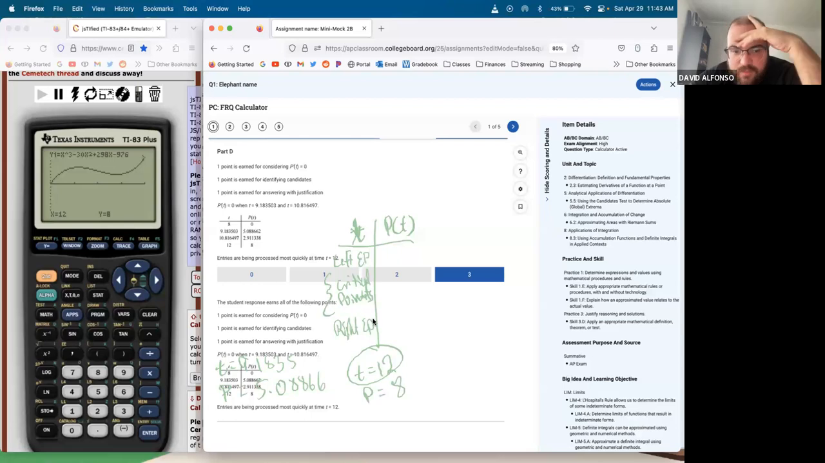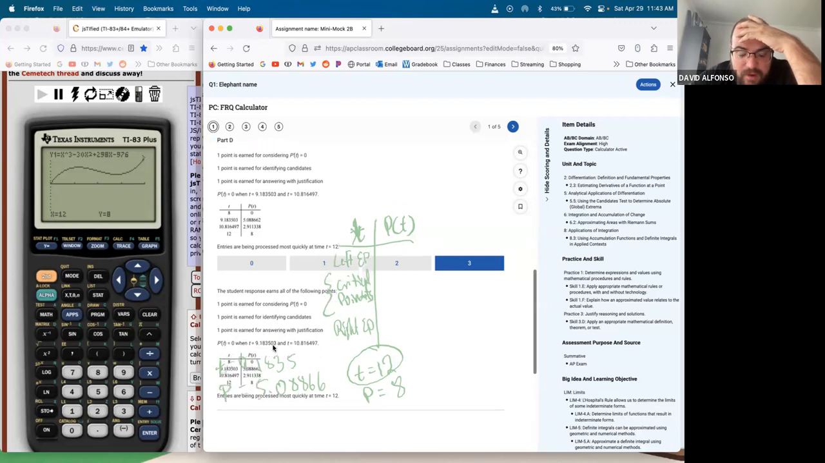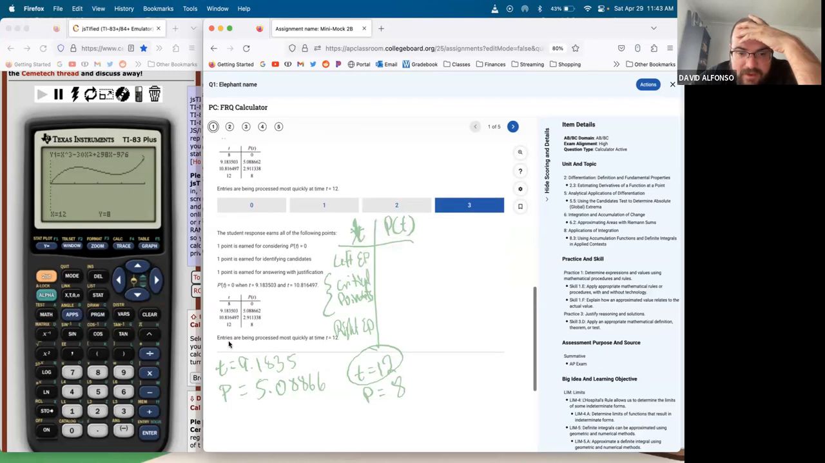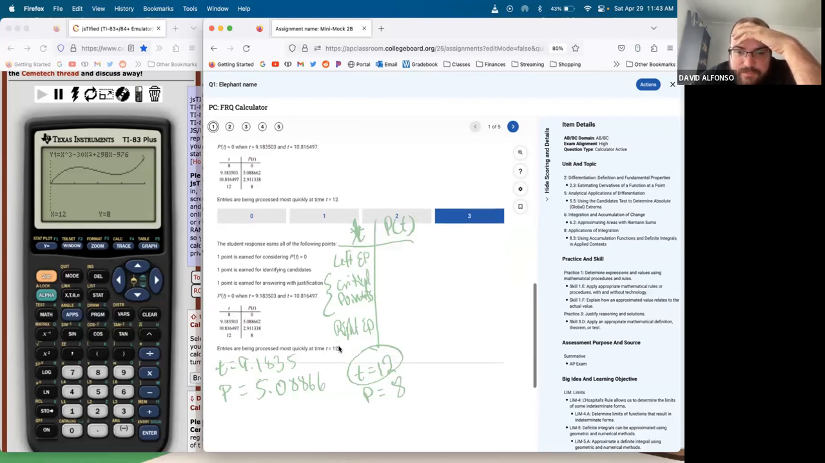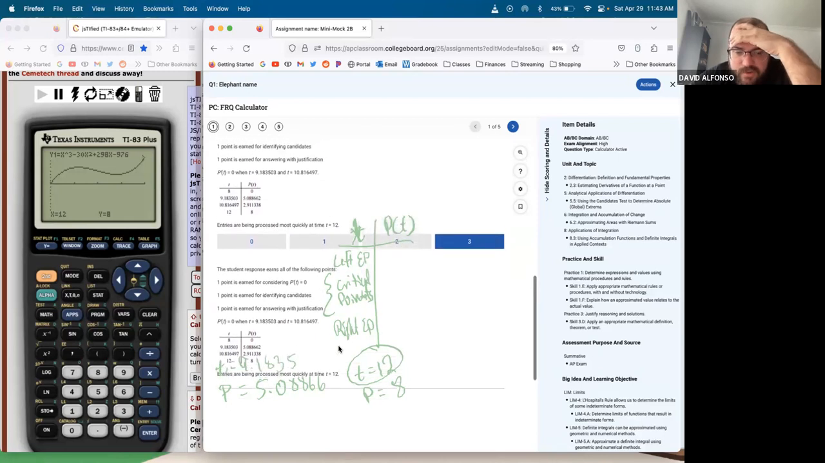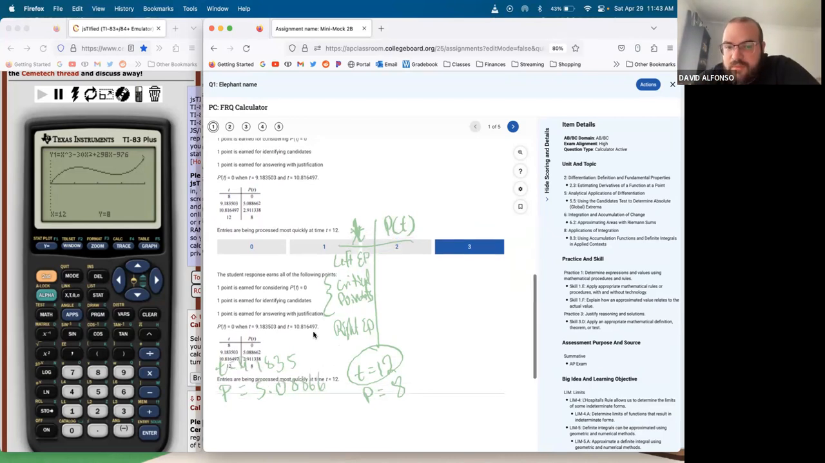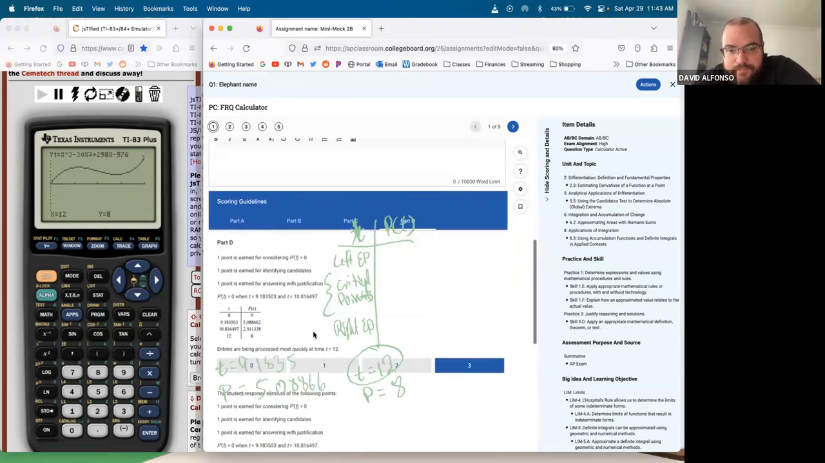So endpoints and critical points. 1 point earned for answering with justification. And that's it. So entries are being processed most quickly at 12. This one's not a hard one, but to me, it's silly forcing you to make a table if you can look at the graph, but whatever. This was a weird one.